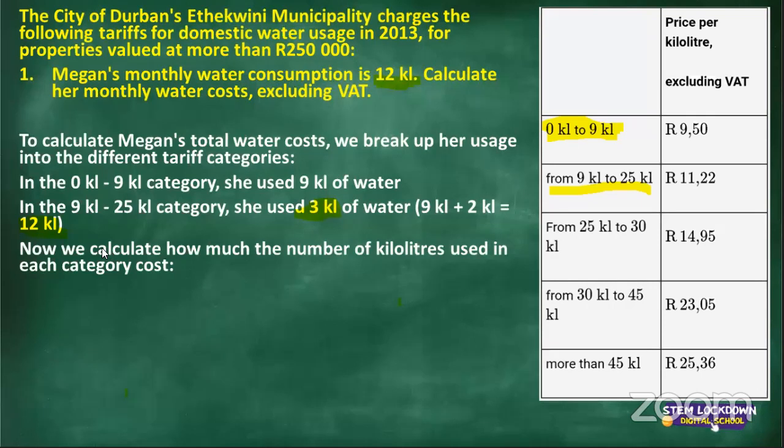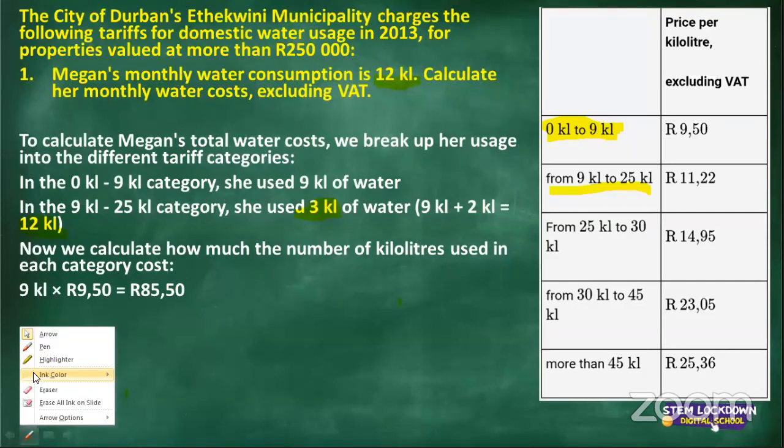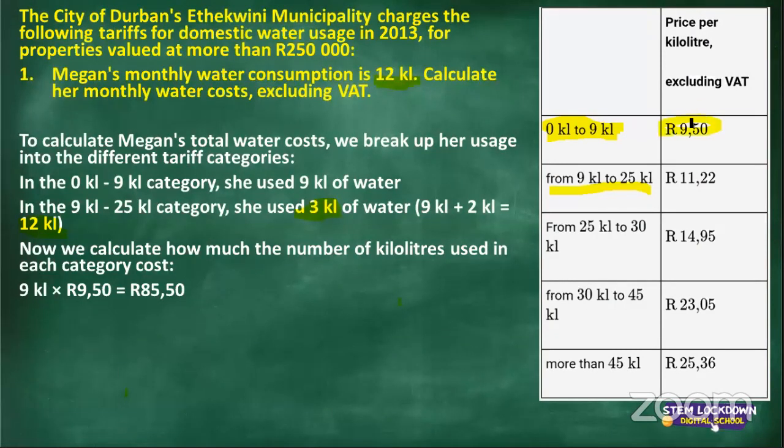From there, we will calculate how much the kiloliters used in each category cost. How do we do this? 9 kiloliters for the first category multiplied by the 9 rand 50, which is indicated to be the cost for the first category, 9 rand 50.